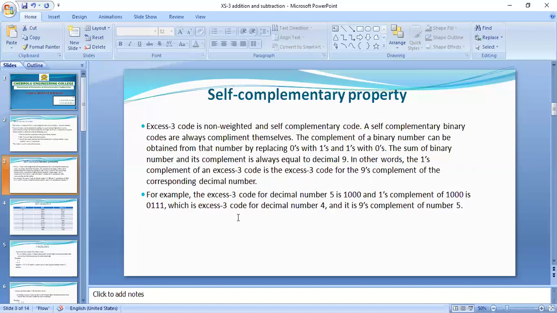Here you may observe the number I'm taking is 5. What is the 9's complement of 5? It is 4. So this is the self-complementing property.